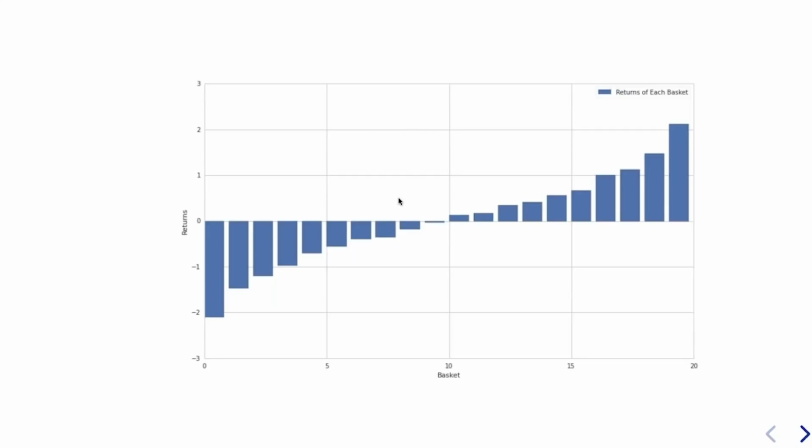And as long as the spread between these baskets is consistent throughout time, then we're going to be making a decent return, whether the whole market is moving up or the whole market is moving down. Because as long as the top basket outperforms the bottom basket and continues to outperform it, we're going to make some sort of return.